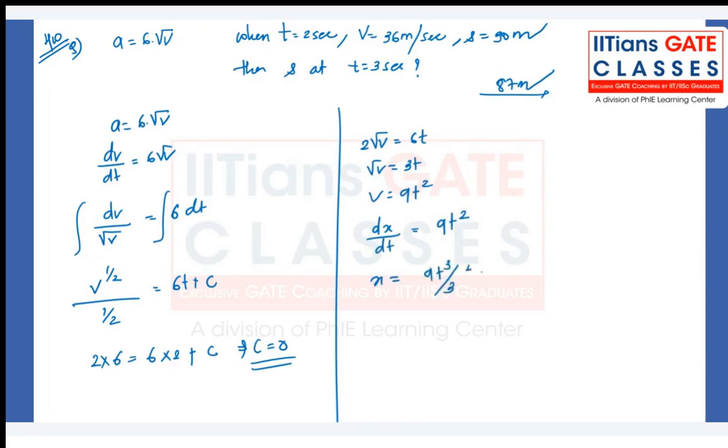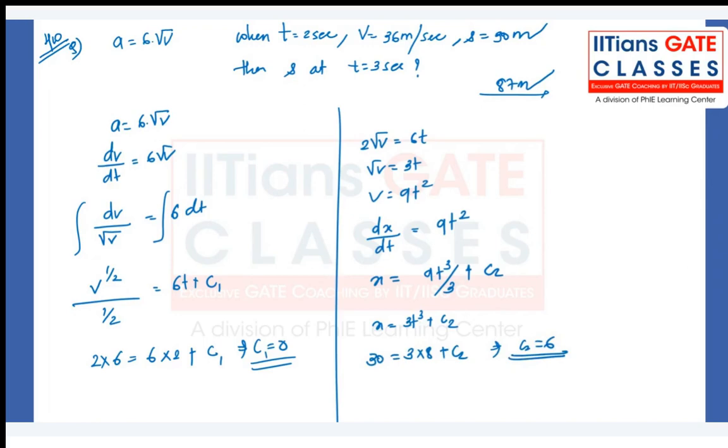Let's call the first constant c1, and now we have c2. So x is equal to 3t^3 plus c2. And let's say at t equal to 2, x is equal to 30. So 30 is equal to 3 into 8 plus c2. This implies c2 is equal to 6. So we got c1, we got c2.